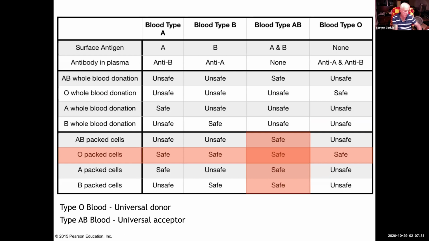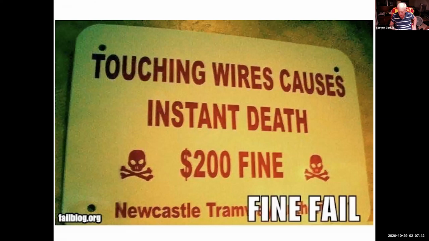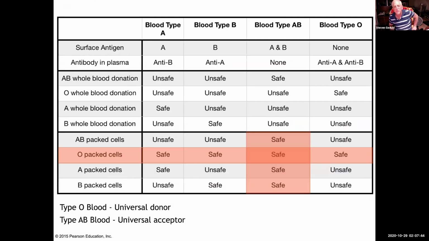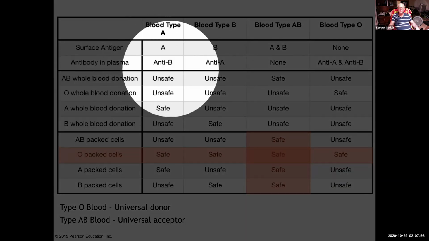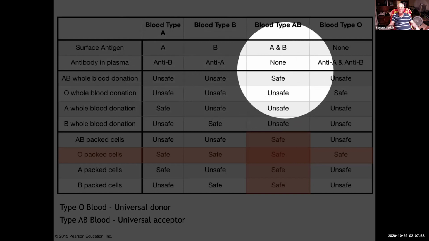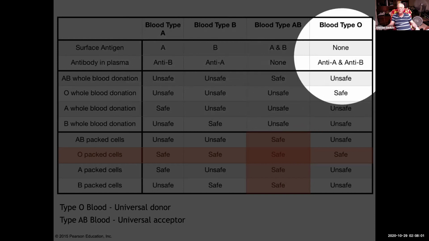All right, here's a summary of what you just did. You have all your different blood types on the top: blood type A, blood type B, blood type AB, and blood type O. And the important points are your surface antigens: surface antigens for A, surface antigens for B, surface antigens for AB is both, and type O blood is none.